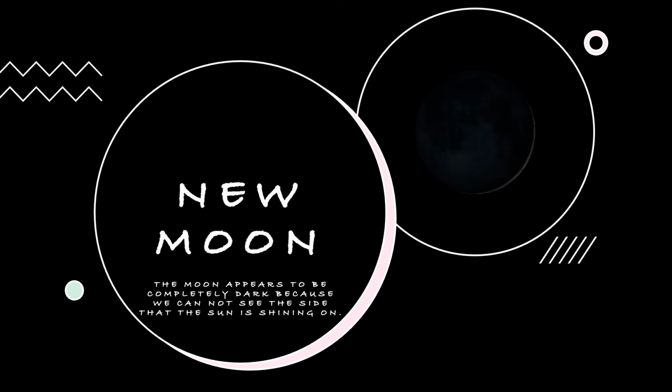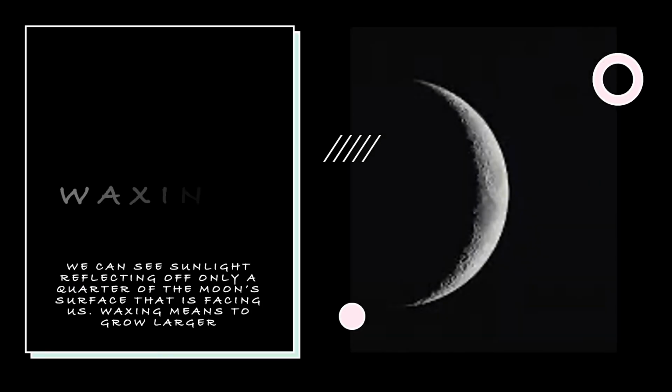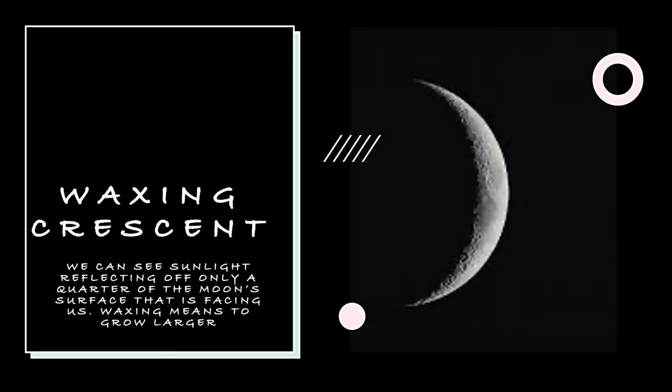During the new moon, the moon appears to be completely dark because we cannot see the side that the sun is shining on. During a waxing crescent, we can see sunlight reflecting off only a quarter of the moon's surface that is facing us. Keep in mind that waxing means to grow larger.